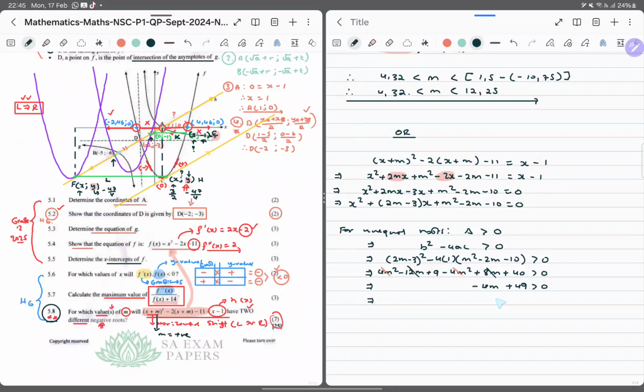Greater than 0, we transpose, minus 4m is greater than 49. And therefore, sorry, this is minus. When we transpose, the sign doesn't change. But when we divide by negative, m must be less than 49 over 4. Right. That means m is less than. Let's see what is 49 over 4. It's 12.25.